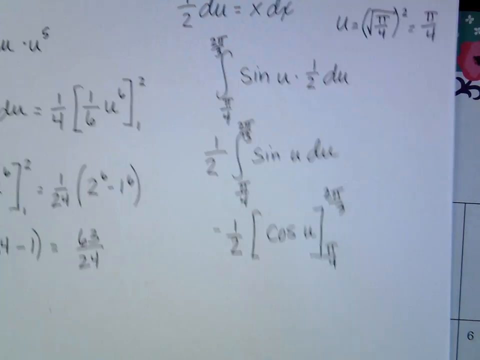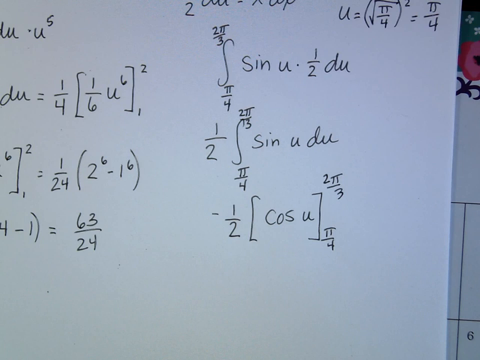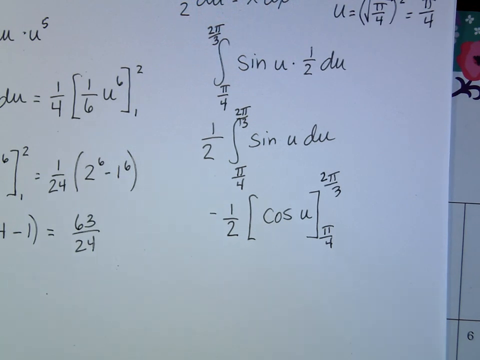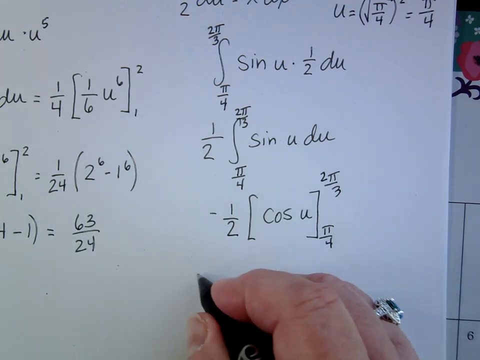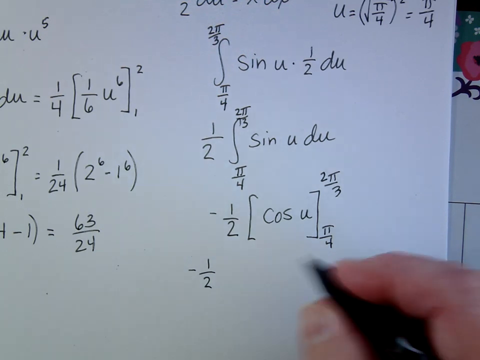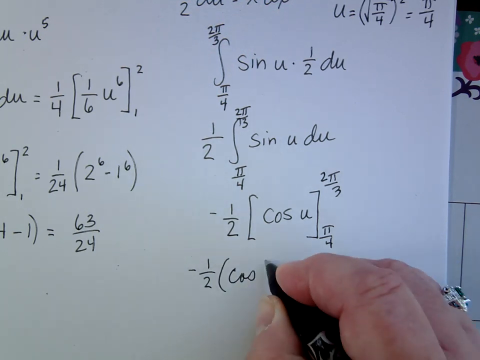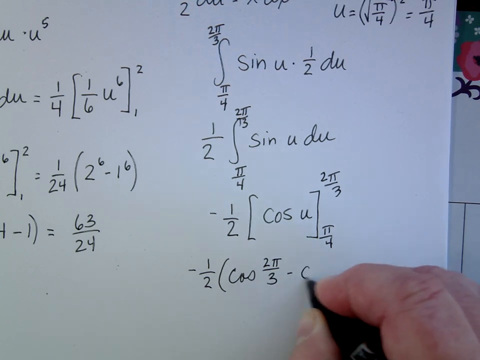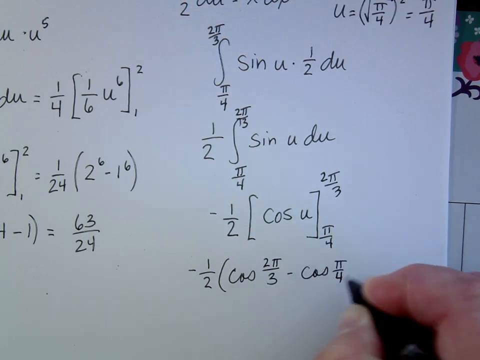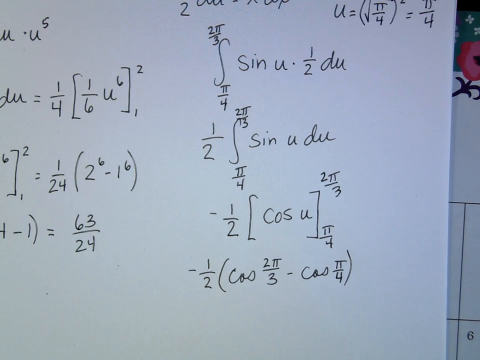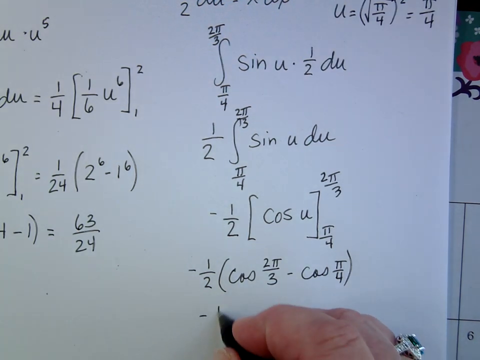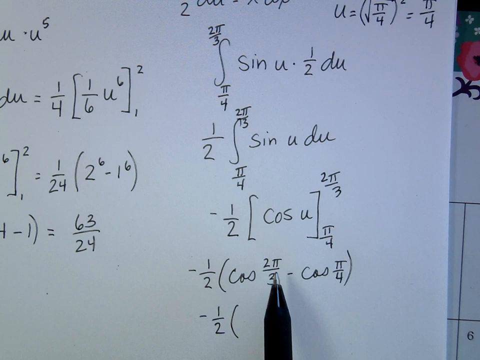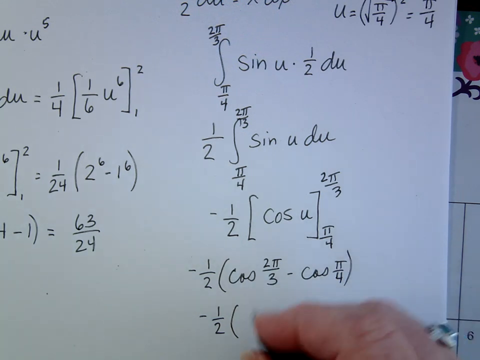All right. Now I need f of b minus f of a, and so I need the unit circle. So you need to remember the unit circle for this. It's going to be a negative 1/2, and then it's going to be the cosine of 2 pi over 3 minus the cosine of pi over 4. And so I go to the unit circle. I've got the negative 1/2 in front. If I go to the coordinate for 2 pi over 3, it's a negative 1/2 and a positive square root of 3 over 2. Cosine is the x value, so it's a negative 1/2.